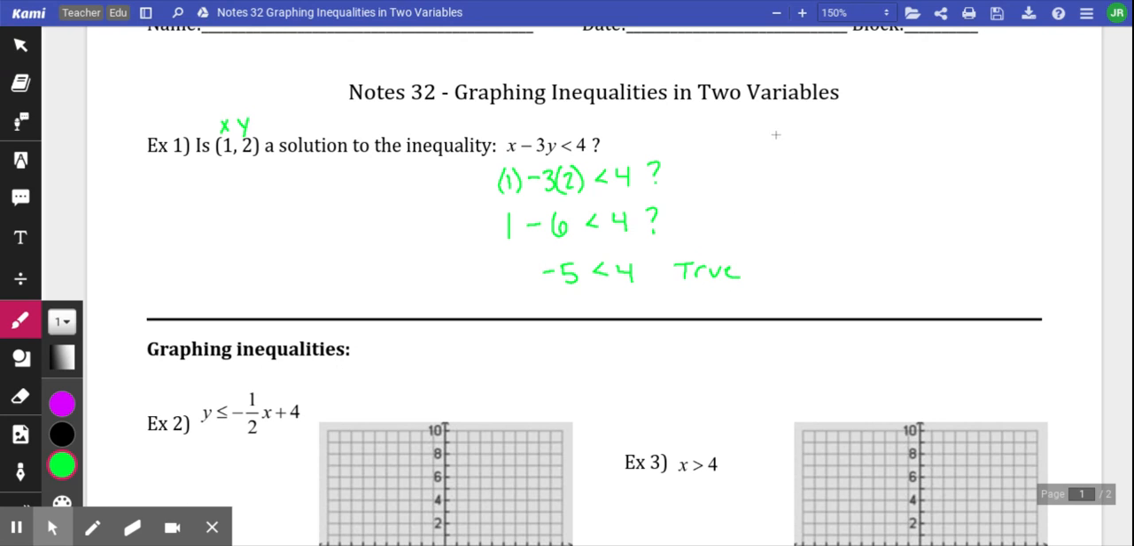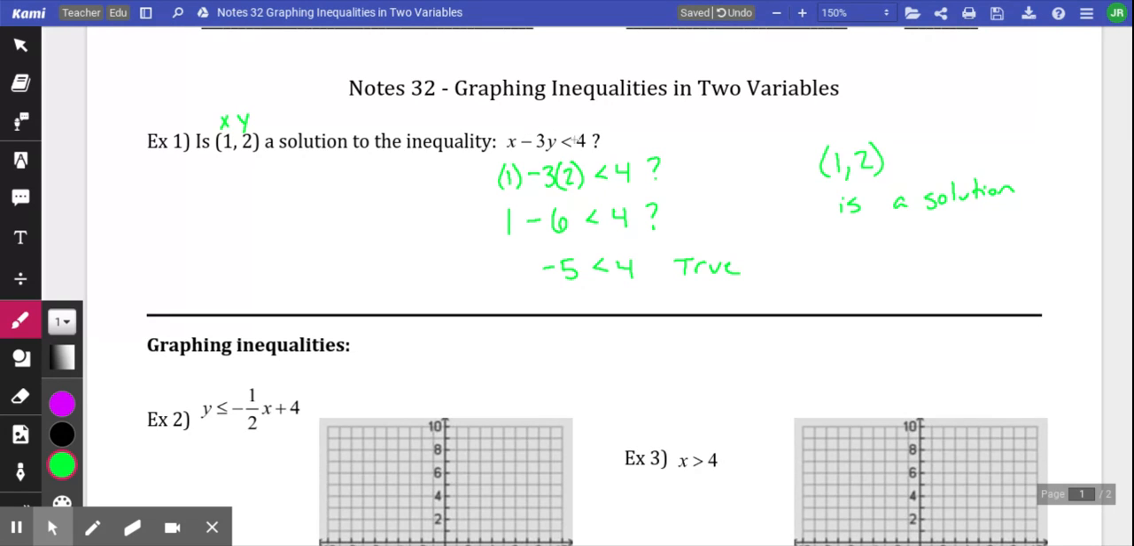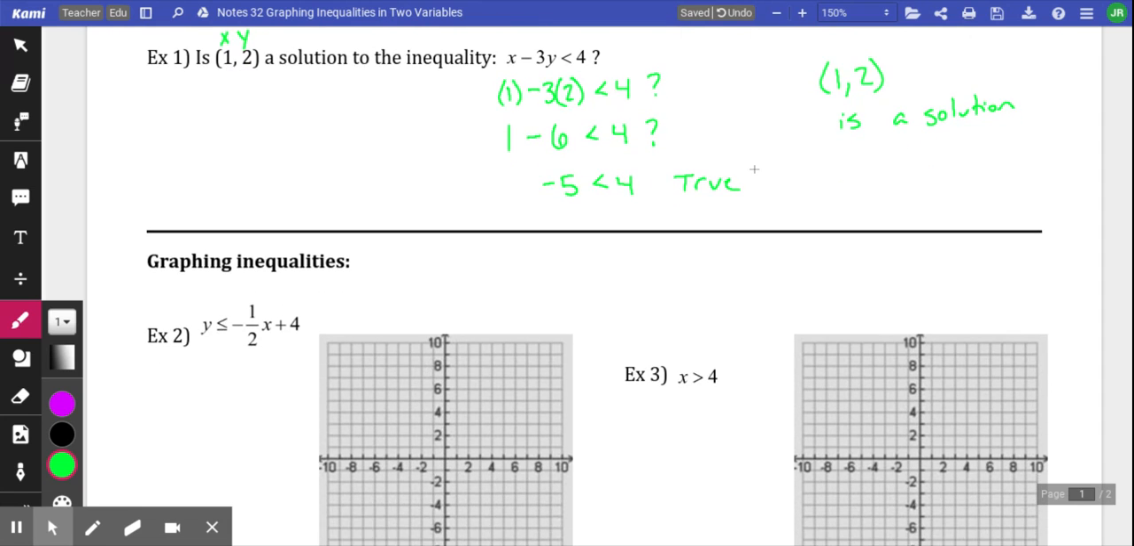So what this means is that 1, 2, this ordered pair, is a solution to our inequality. It is far from being the only solution to this inequality, but 1, 2 is an example of a solution to this original inequality. So what are the other solutions going to be? Well, the way that you'd be able to find those is by graphing your solutions or graphing your inequality on a coordinate plane and finding a spot for where all of those solutions lie.